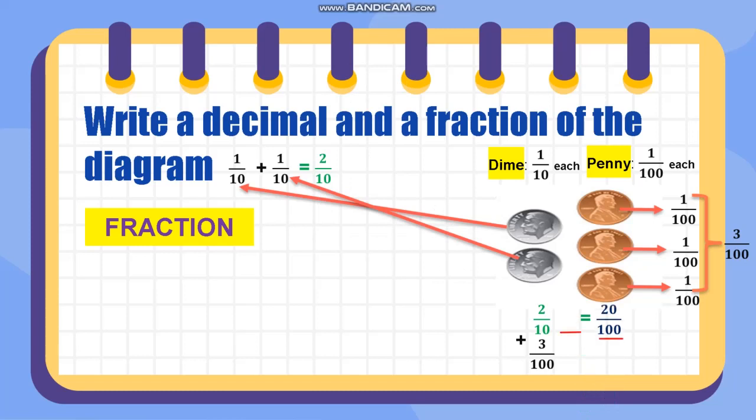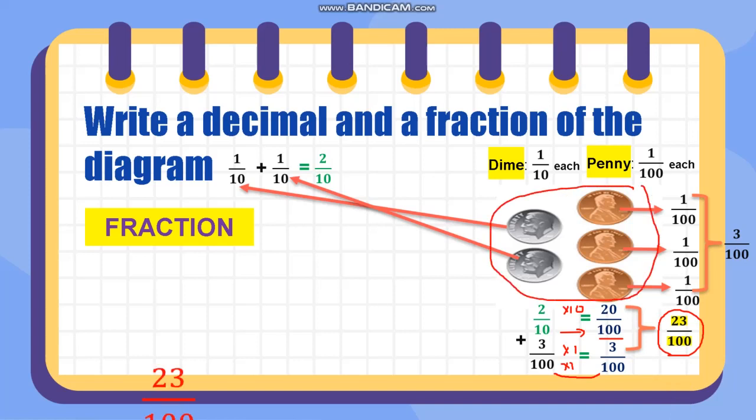How does 10 become 100? It is multiplied by 10. So 2 multiplied by 10 is 20. The same thing here: 100 is the denominator, so we multiply by 1. How does 100 become 100? It is multiplied by 1. So 3 multiplied by 1 is 3. Then we add both numerators, 20 plus 3, that is 23, and the denominator is 100. That's why the fraction of these figures is equivalent to 23 hundredths.